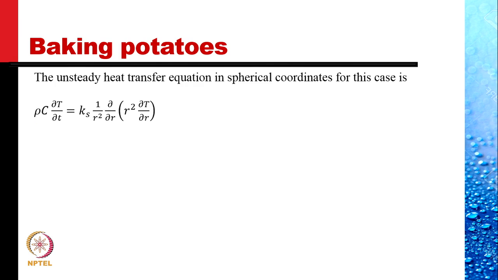The unsteady heat transfer equation in spherical coordinates that you would have studied in a course in heat transfer is this. This term represents the heat that increases, or the quantity of thermal energy that increases within the potato, and this represents the heat that is being conducted at the surface of the potato into the potato mass.